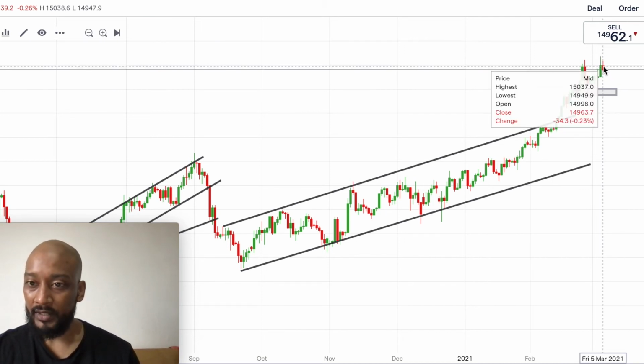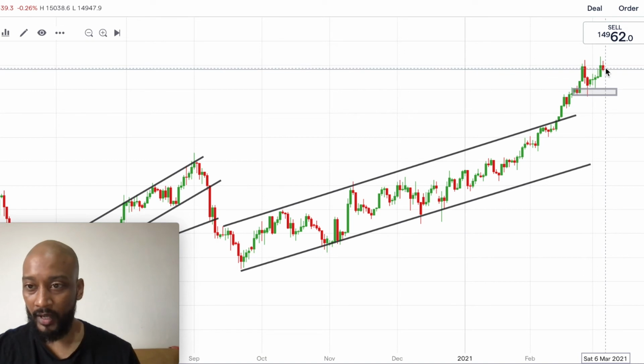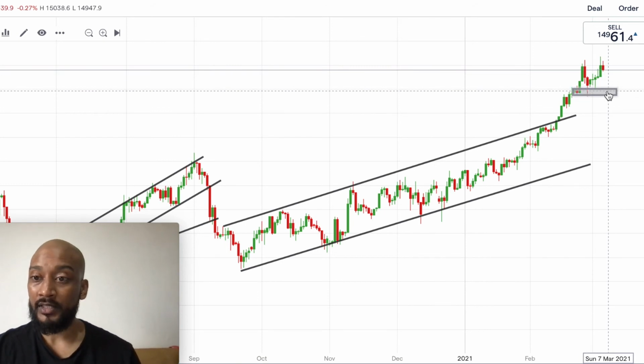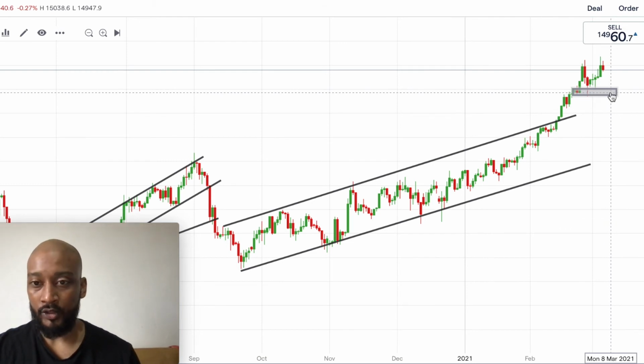For importers, great prices still. We're just shy of 150, so it's a really good time to buy Japanese yen. For exporters, if you need to sell some Japanese yen, then back down to this level 147.50, that's going to be your target.